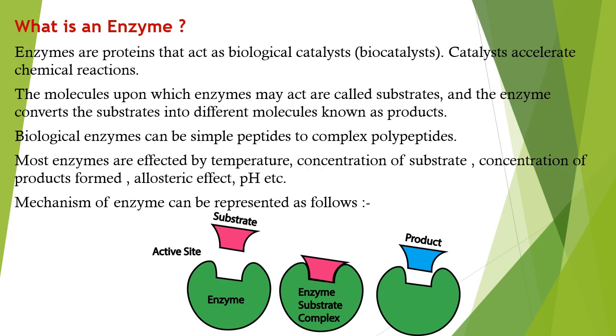Allosteric effect: you know that an enzyme has an active site. If any other compound, not the substrate, is attached to the other face of this enzyme, then this active site may get deformed and it may lose its function. So those effects are known as allosteric effects. Then again, pH is another factor in enzyme activity, and the mechanism of an enzyme can be represented by this picture.